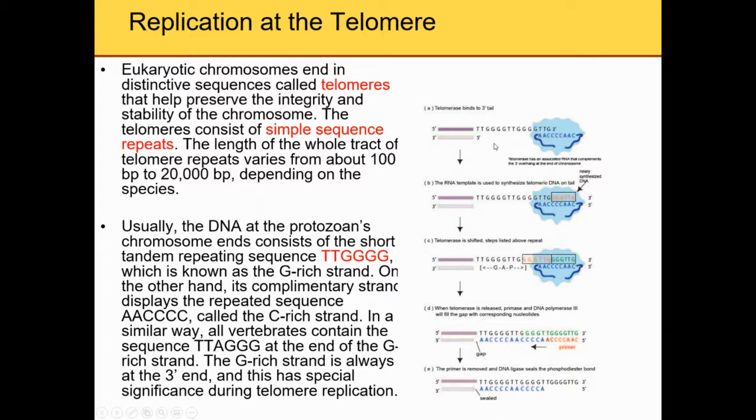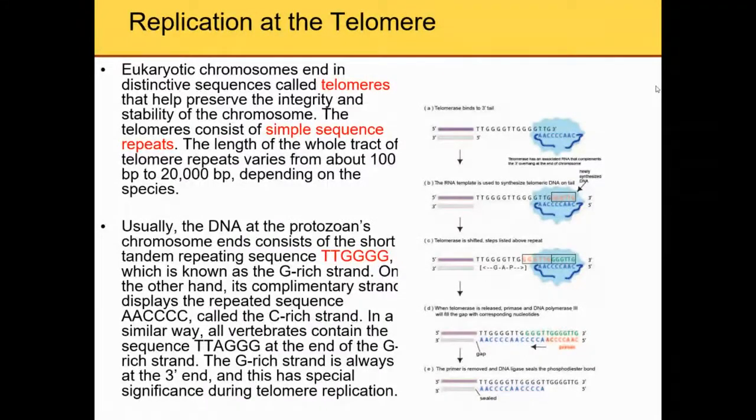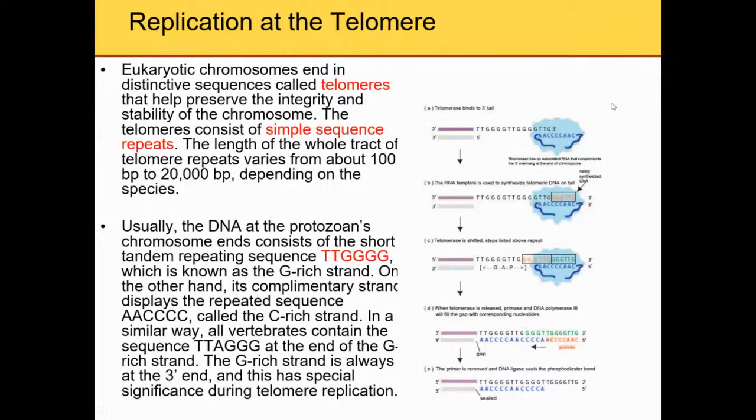And the telomere is important because, remember, for the leading strand there's no problem to continue to synthesize DNA continuously. But for the lagging strand, after the replication, you will shorten the telomere if you don't have a specialized mechanism to replicate the telomere region.